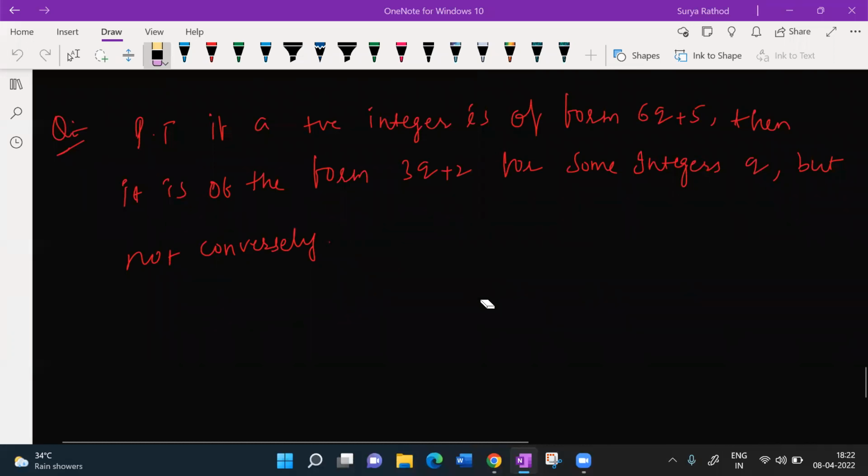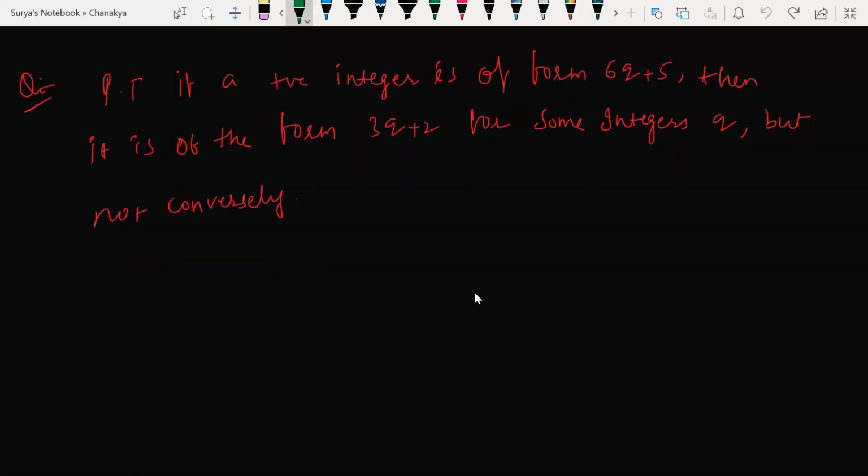Any doubts? You have to prove that a positive integer of the form 6q plus 5 is then of the form 3q plus 2 for some integers q, but not conversely. I'll tell you what this is. Are you all able to understand? Think, don't remember anything. Please try to think.